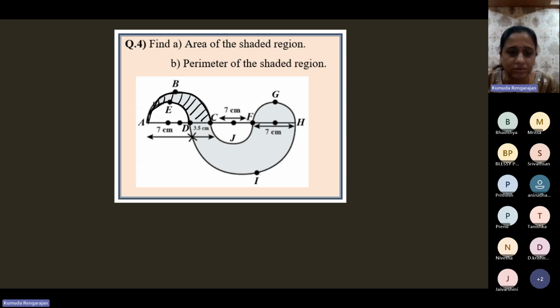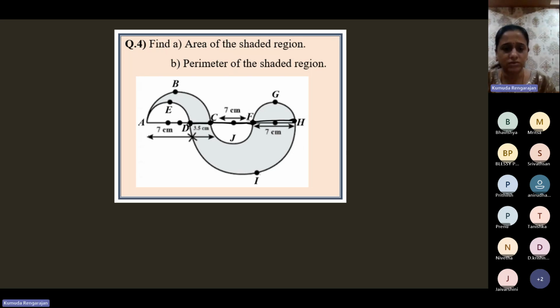How do you find the area of the semicircle? What's the radius? The diameter, from here to here, is 7. And from here to here is 3.5. This one is 7, children. This one is 7, and this one is 3.5. From here to here is 7. This one is also 7. This one is 3.5.